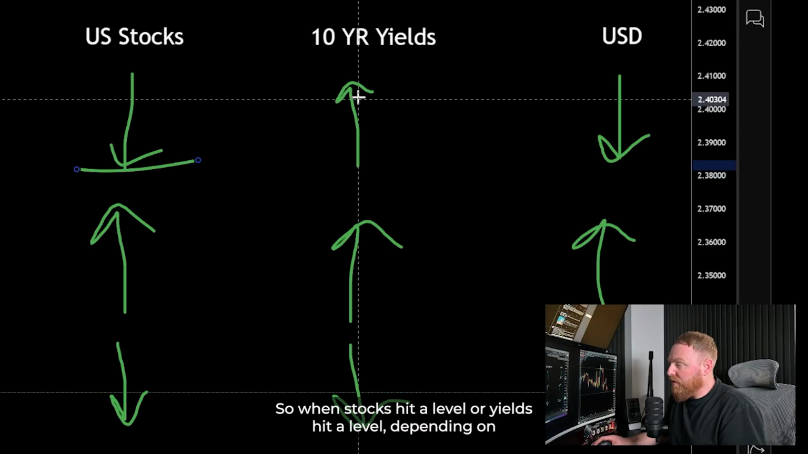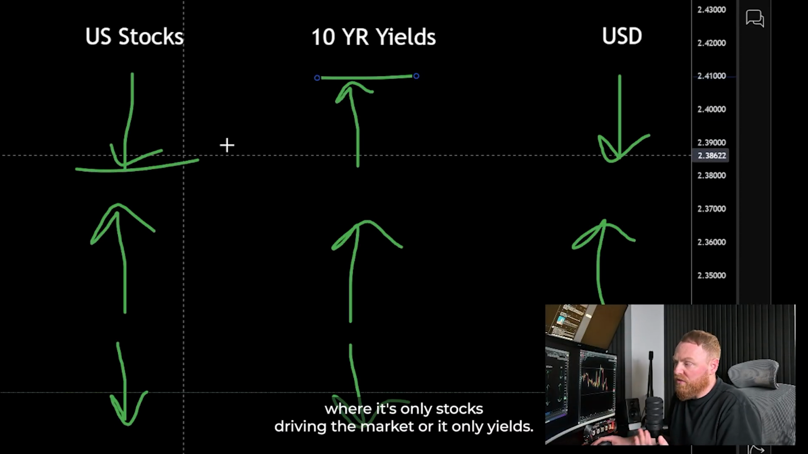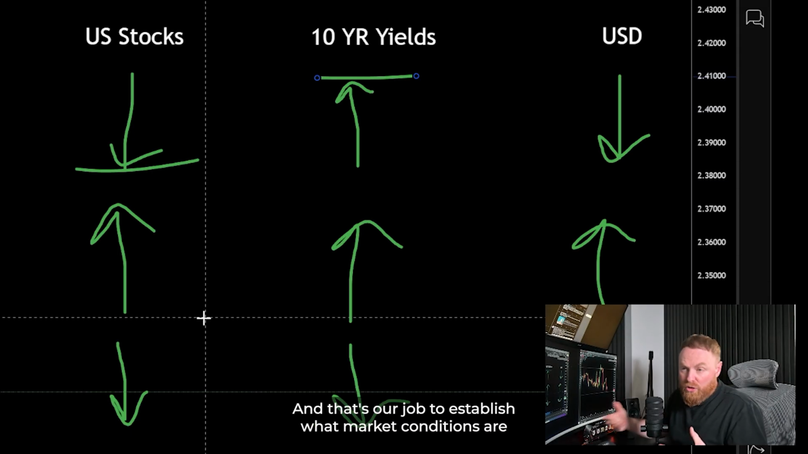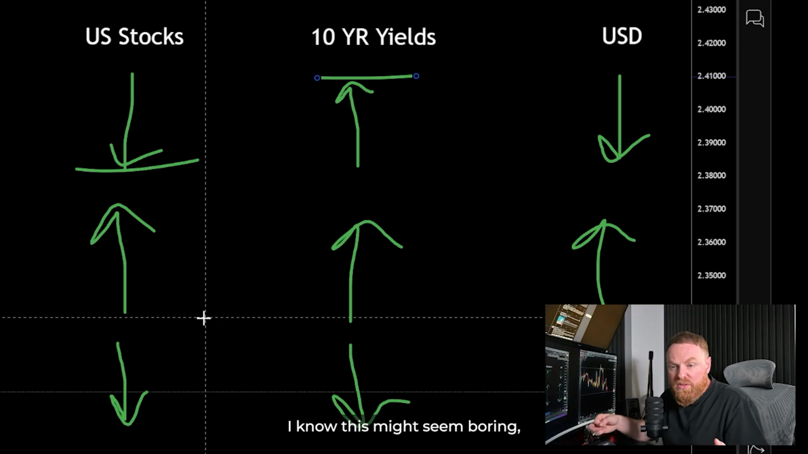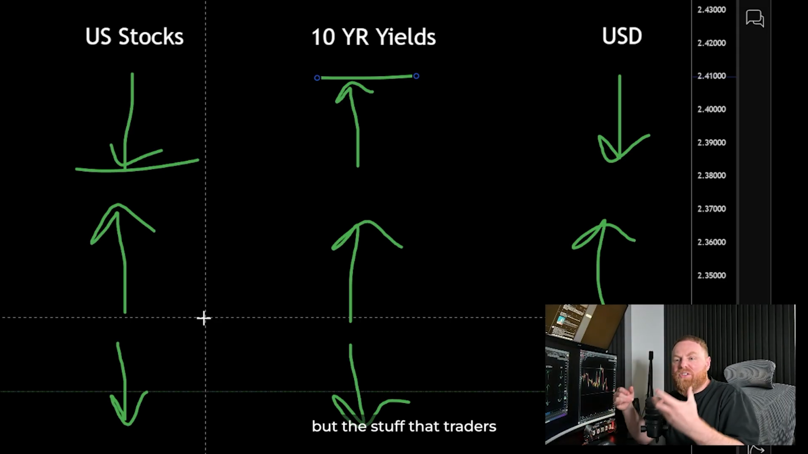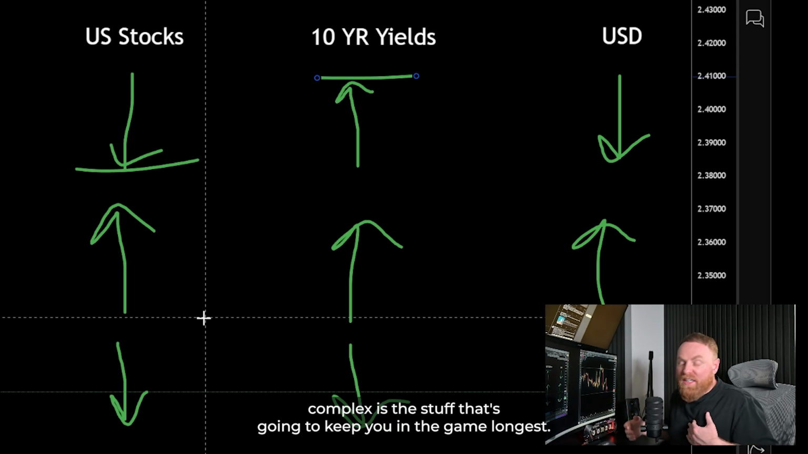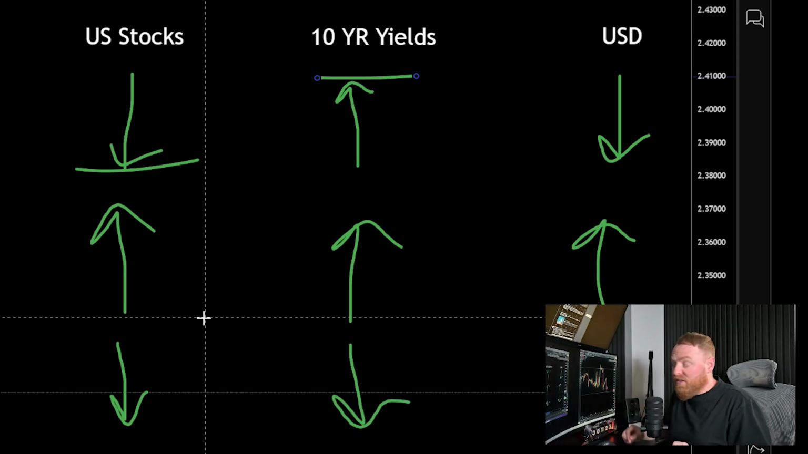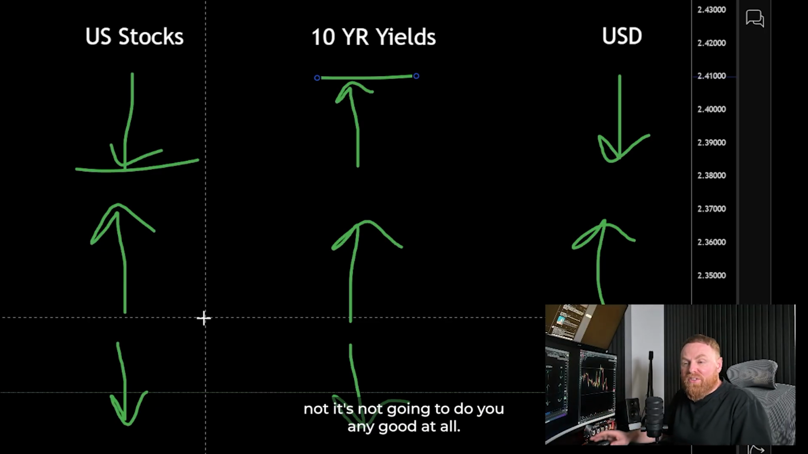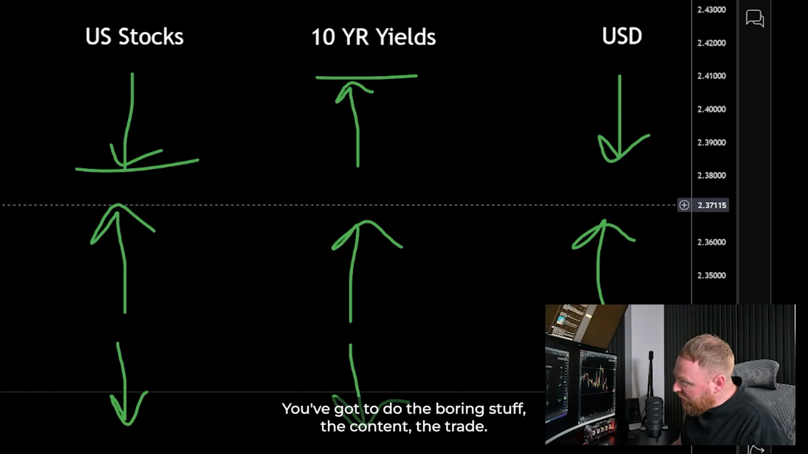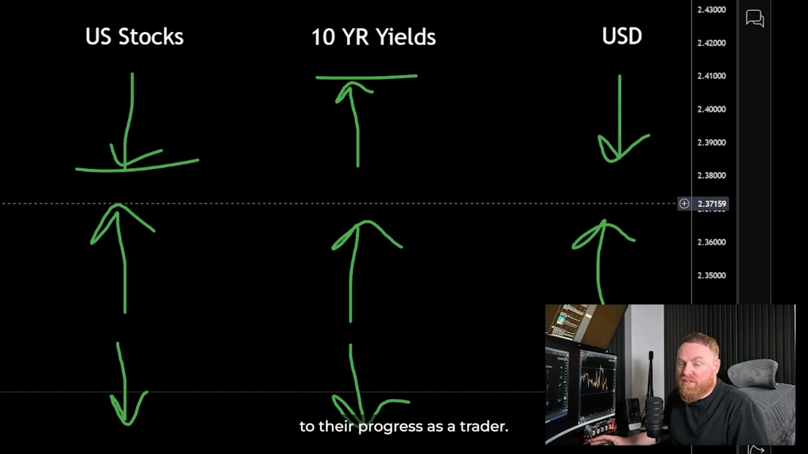So when stocks hit a level, or yields hit a level, depending on what's driving the market, because it could be a scenario where it's only stocks driving the market or it's only yields. And it's our job to establish what market conditions are and what is driving price. I know this might seem boring, but the stuff that traders ignore and don't want to learn because it seems too complex is the stuff that's going to keep you in the game longest. The technical analysis and all the pretty stuff, it's not going to do you any good at all. You've got to do the boring stuff. The content that new traders want to see is detrimental to their progress as a trader.